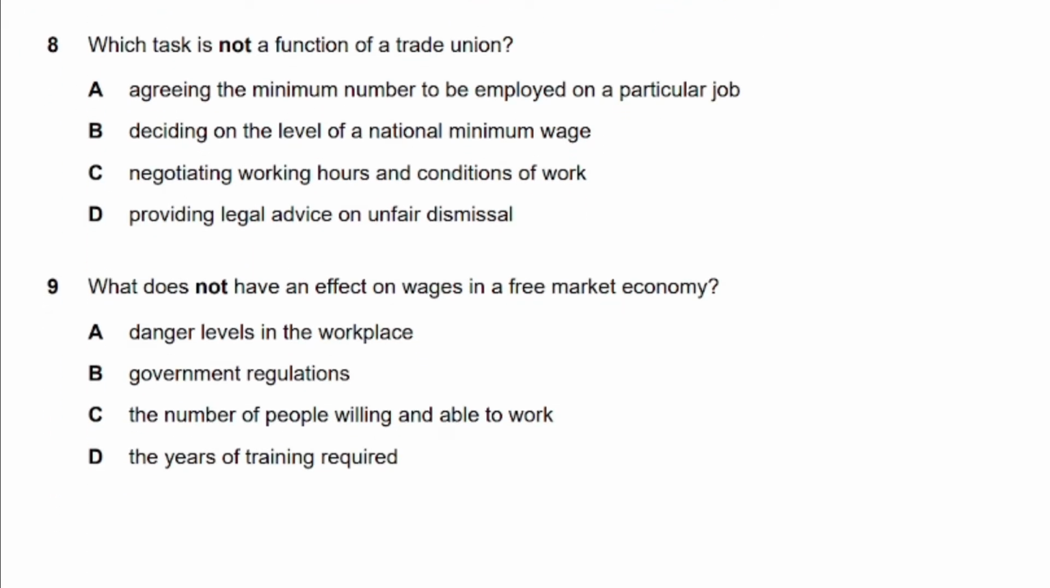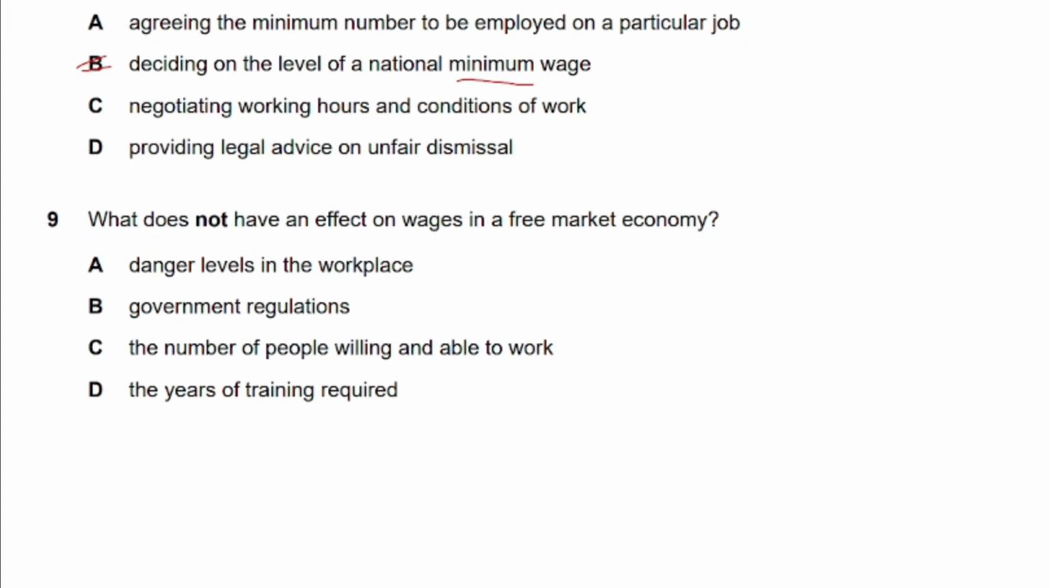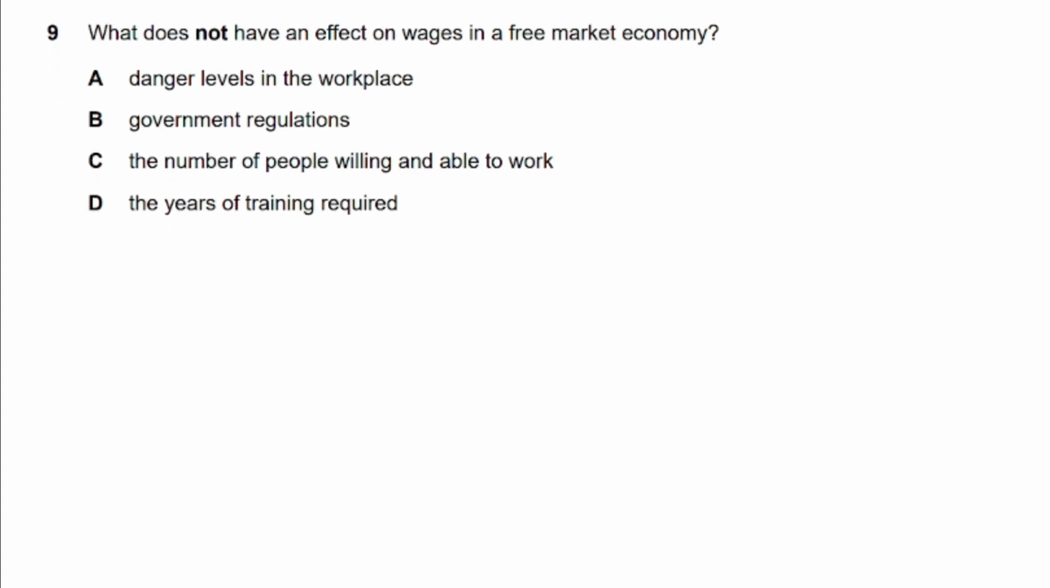Question number 8 says, which task is not a function of a trade union? A trade union is an association of workers that works for the benefit of member workers. So deciding on the level of the national minimum wage is not a function of a trade union. It is set by the government, and a trade union basically works for its own association of workers.